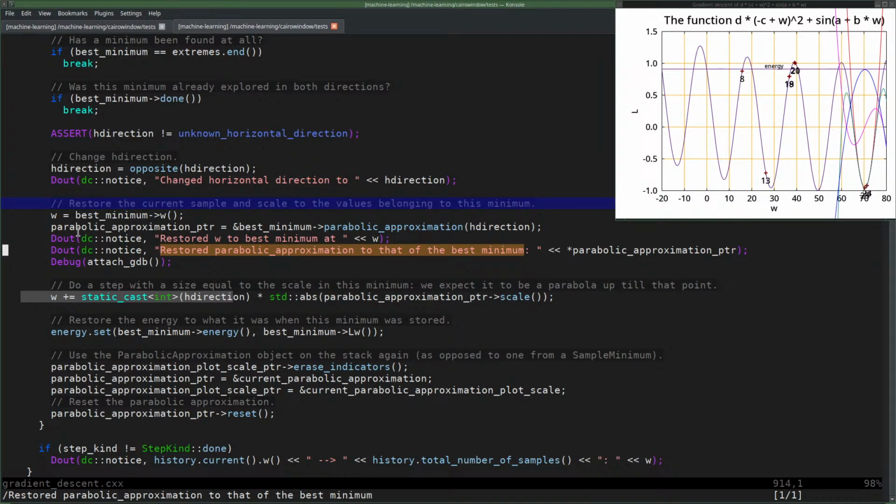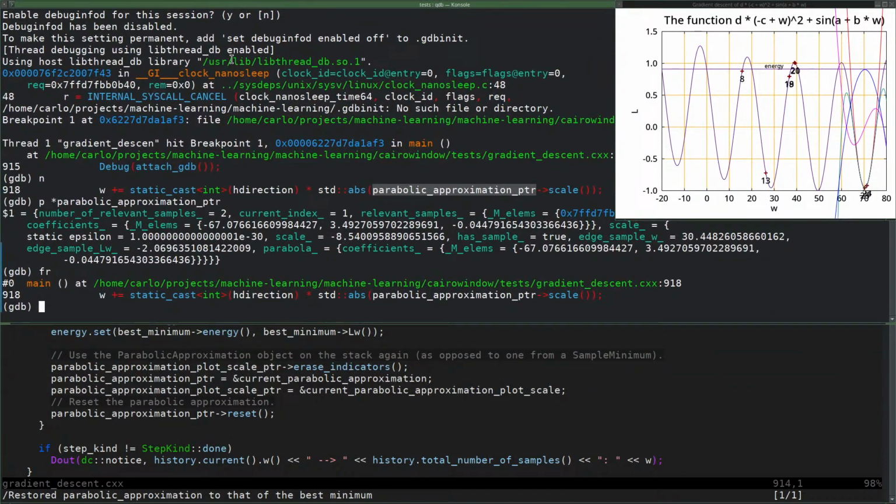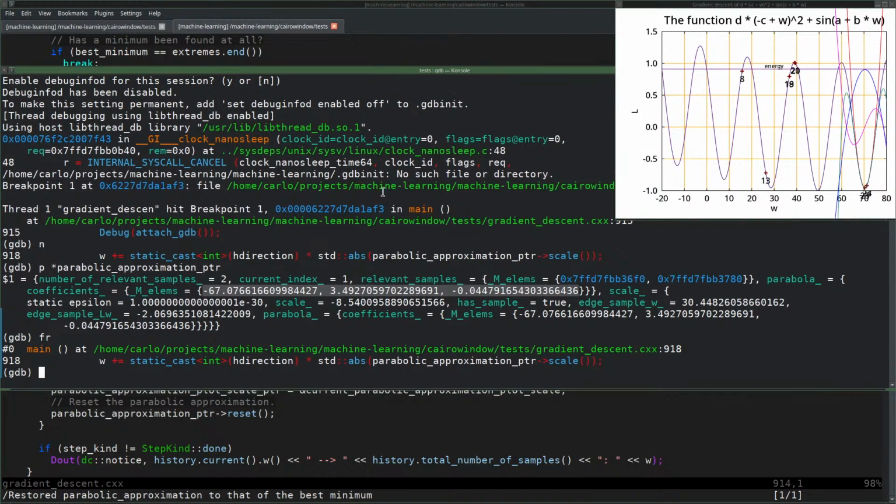So I can print the contents of this, whatever it points to. And doing so, I get this problem with these coefficients, which belongs to that maximum here, not this minimum. Can someone explain that?